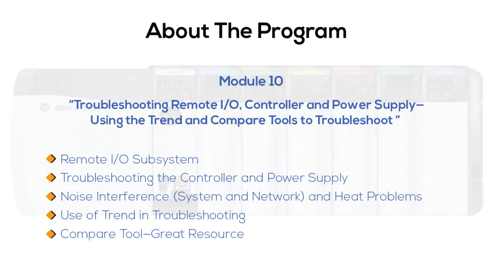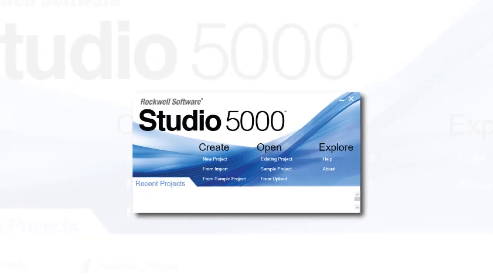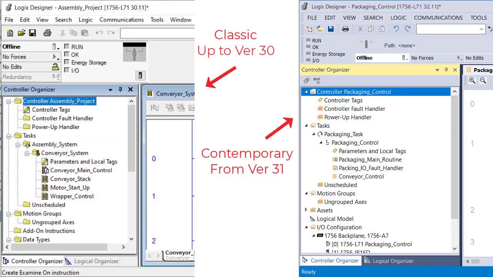to find the differences. We will present the Studio 5000 for both the classic as well as the contemporary look, which are present up to version 30 for the classic and from version 31 on for the contemporary.